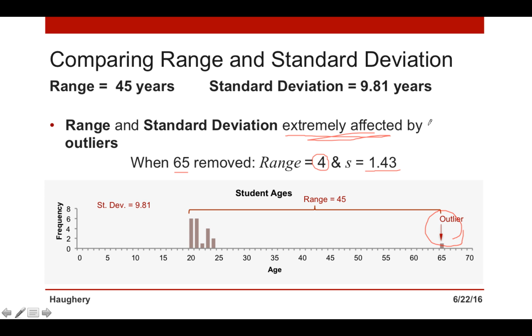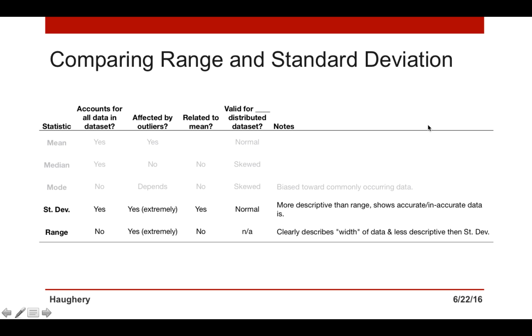And so we can look at standard deviation and range in this table as very much affected by outliers, so extremely affected by outliers. The standard deviation accounts for all the data in the data set, whereas the range does not. It only accounts for the highest and lowest. And of course the standard deviation is related to the mean. It actually has the mean as part of its calculation, whereas range does not.